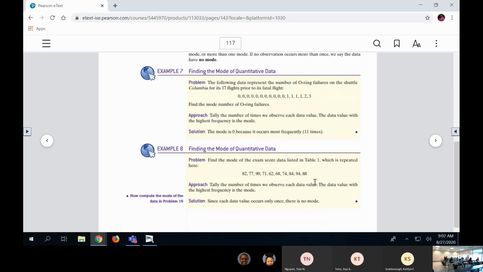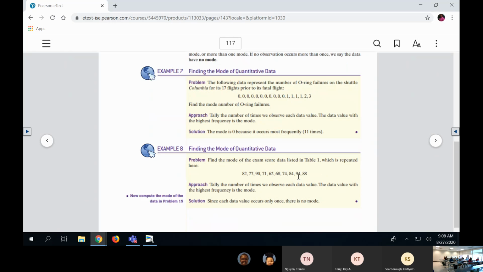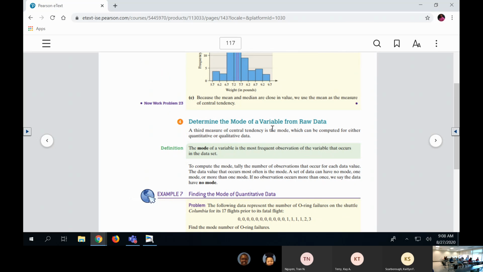Okay? Find the mode. You've got to put them in order. What number shows up the most? There's no mode. This one, 0 is the mode. Sounds like a song. 0 is the mode.